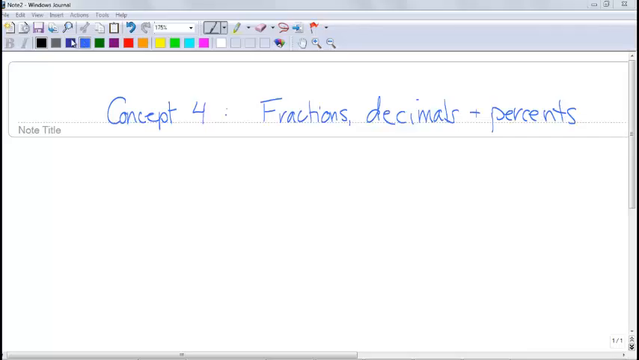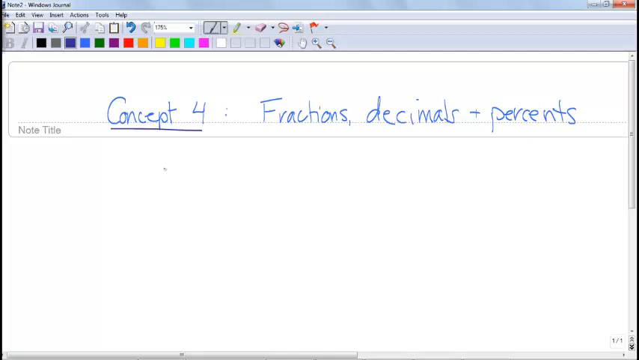Okay, welcome to the video introducing concept 4, fractions, decimals, and percents. Now, this you may have seen in grade 7. However, if it seems new or you don't really remember much, it's okay. We're going to spend a whole section together in Math 8 reviewing it and working on it. So, do the best you can, but I'm here to give you a little bit of a refresher.